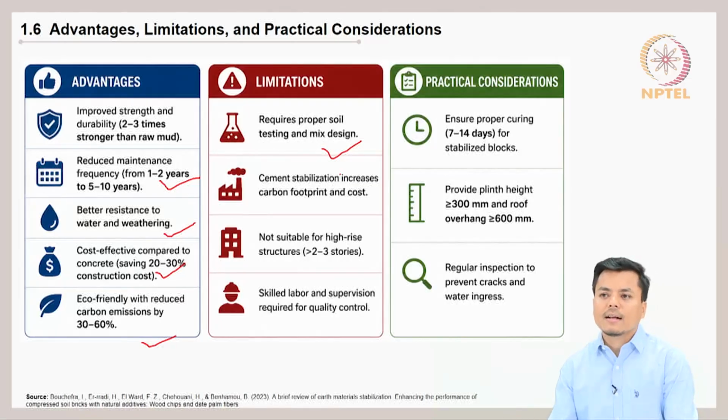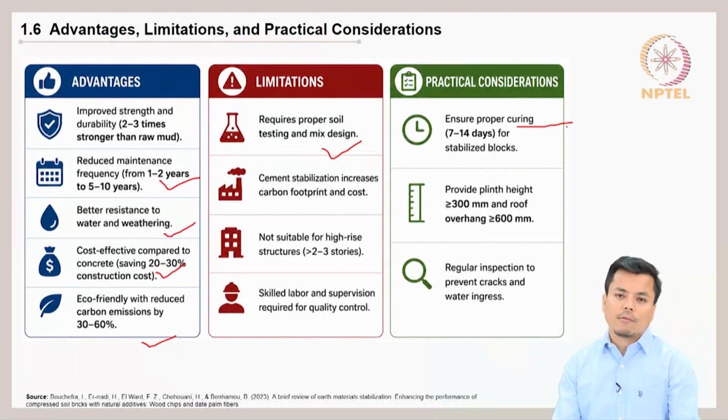The other practical consideration that you have to keep in mind is ensuring proper curing. This is a must that we even do for concrete and for normal conventional brick walls. Provide a plinth height of at least 300 mm, and roof overhang should be more than 600 mm to protect the wall surface. Also, regular inspection is required to prevent cracks and water ingress in the structure.